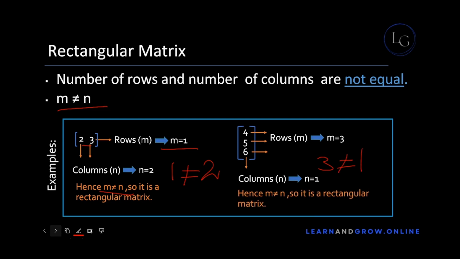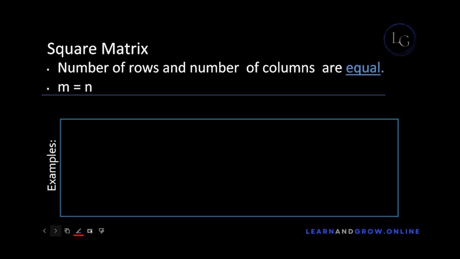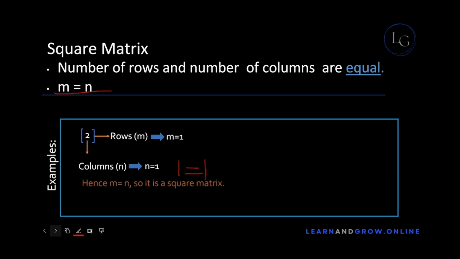Now let's look at the square matrix. In a square matrix, the number of rows and columns are equal, which is why it is the opposite of a rectangular matrix, as mentioned earlier. An example of this is a single element, as it has 1 row and 1 column. 1 is equal to 1, hence it fulfills the condition of M is equal to N. So we will call this a square matrix.